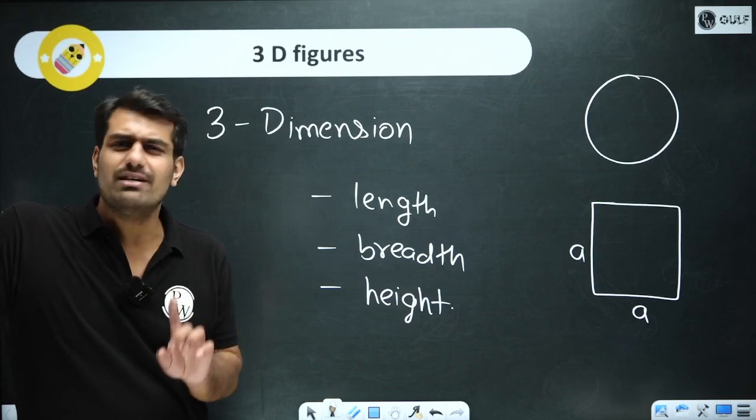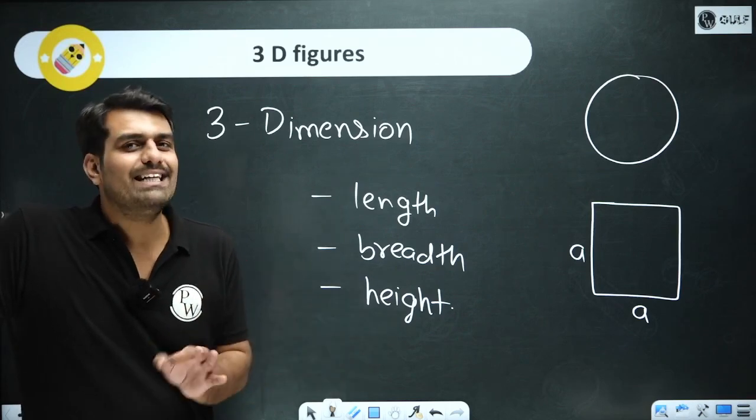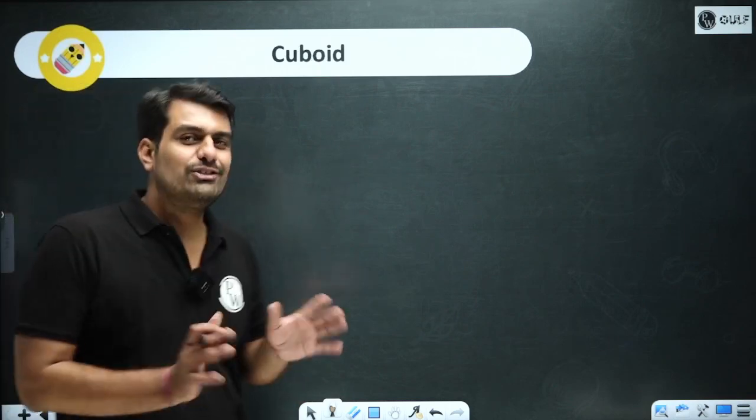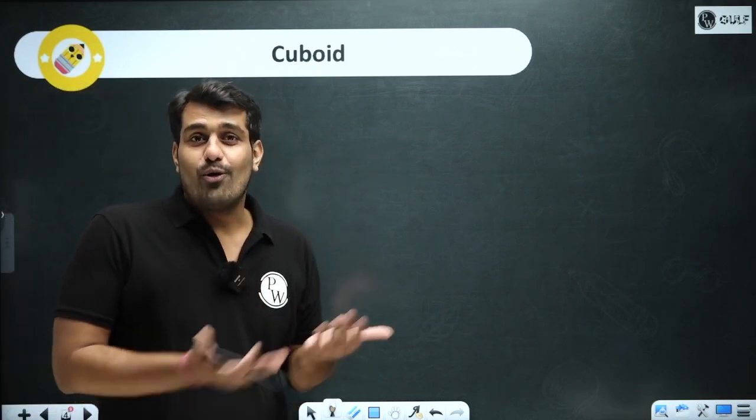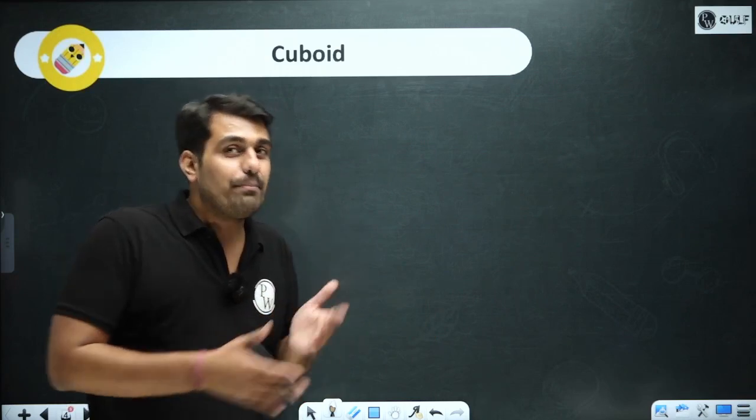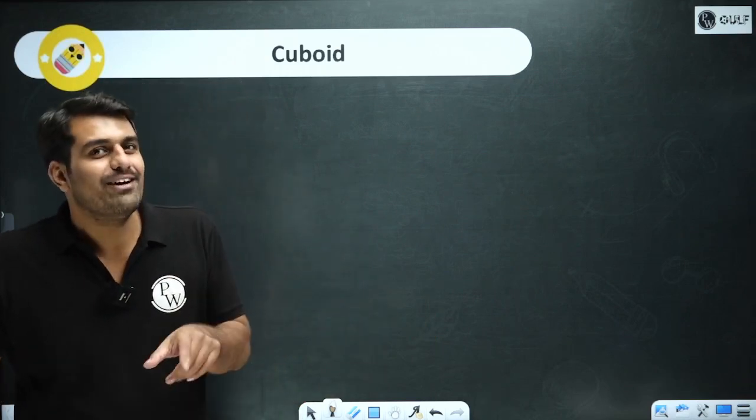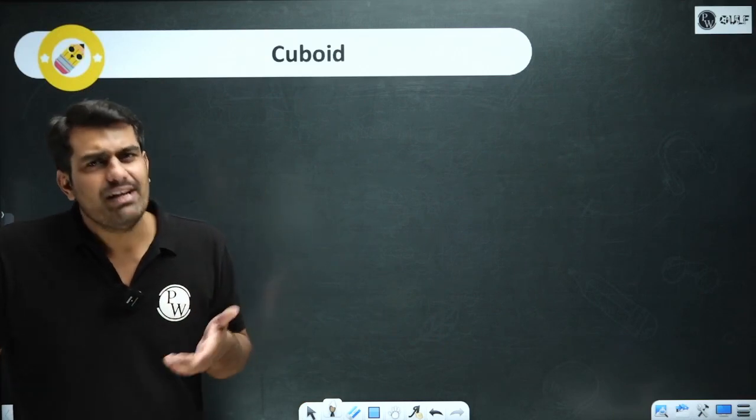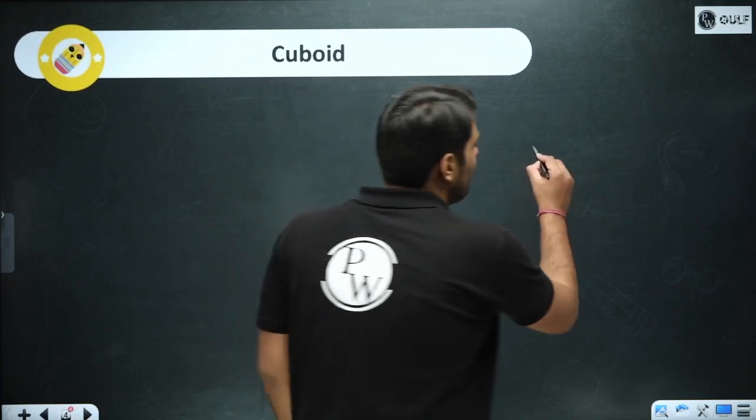So let's start with the first and the most basic, that is the cuboid. First of all, let's understand how to draw it on a piece of paper, because as I mentioned, whatever we draw on a piece of paper appears to be a 2D thing. But over here we are talking about a 3D thing, so there should be some perception of depth. And how do we create it? Here we have some kind of a drawing involved.